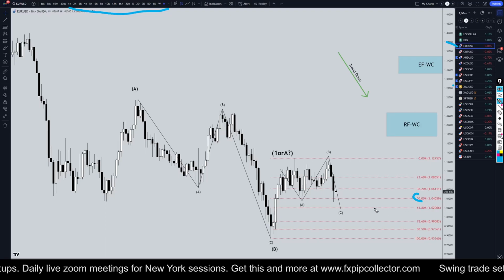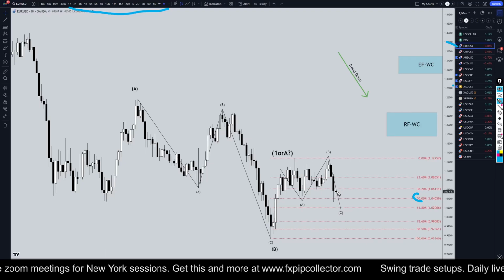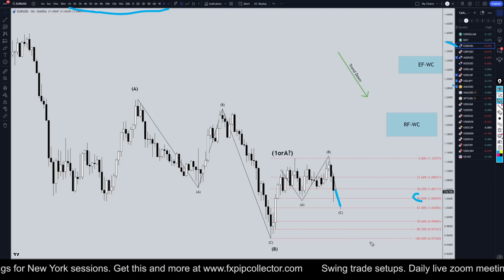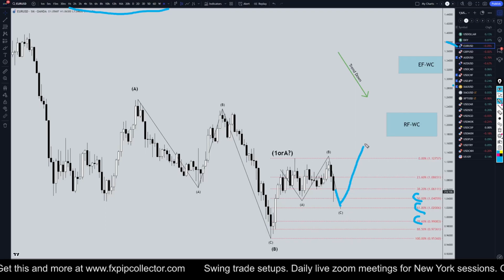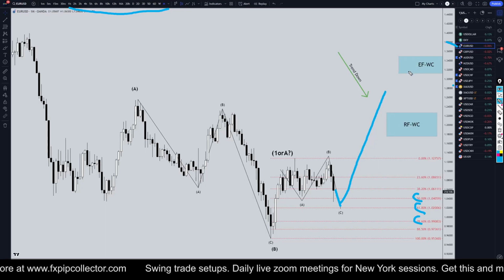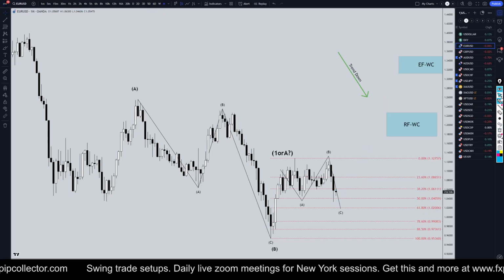So anyways, the euro dollar is sitting at the 50% Fibonacci level. We're going to have to see if this does hold. It definitely doesn't have to hold. It could end up pushing beyond that to the 61 or maybe even the 78 before it actually does go up and make that expanding wave C that we've been talking about.